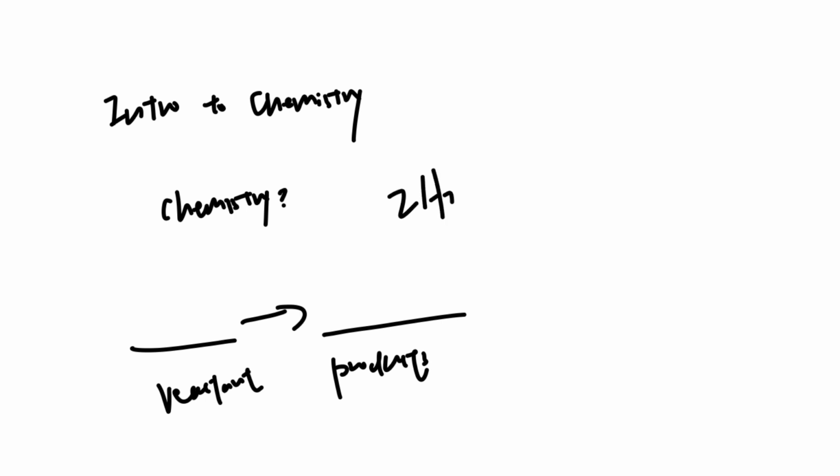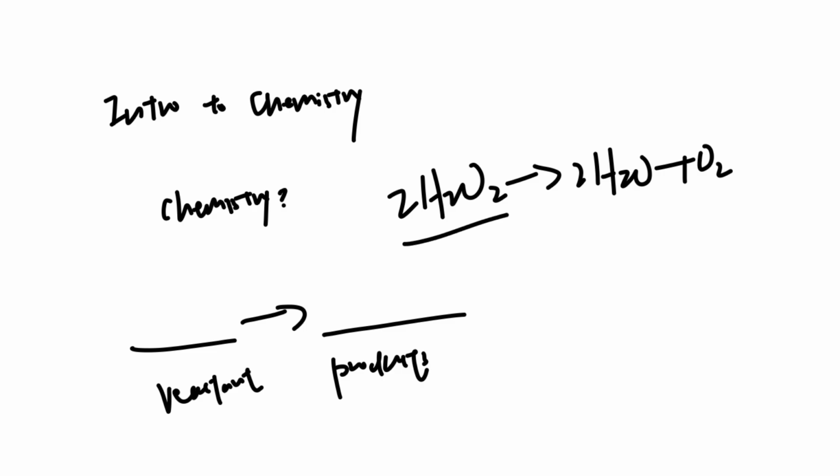This reaction, the decomposition of hydrogen peroxide, H2O2 turns into H2O and O2. In this reaction, hydrogen peroxide is our reactant and H2O and O2 are our products. The same particles rearrange to form H2O and O2.